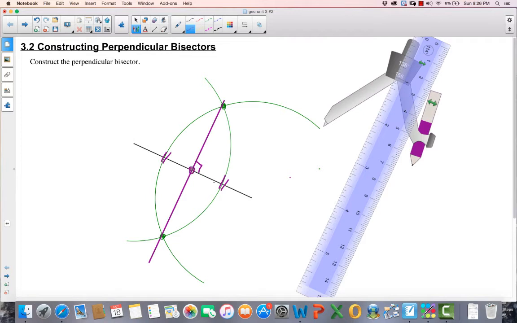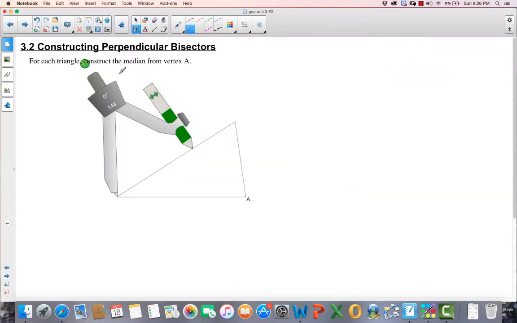And what's unique about this point right here, that point right in the middle, is that it is the midpoint of the segment. Okay, so that's the basic construction of this perpendicular bisector. We use this construction to construct medians.